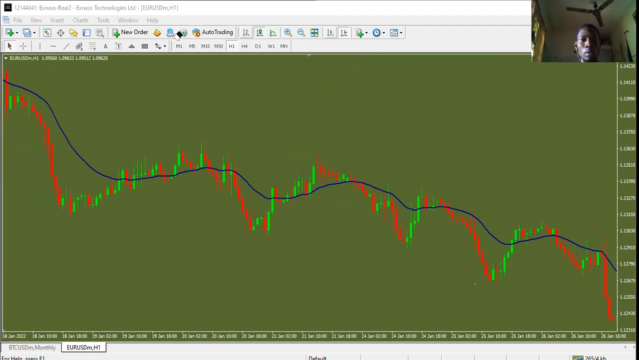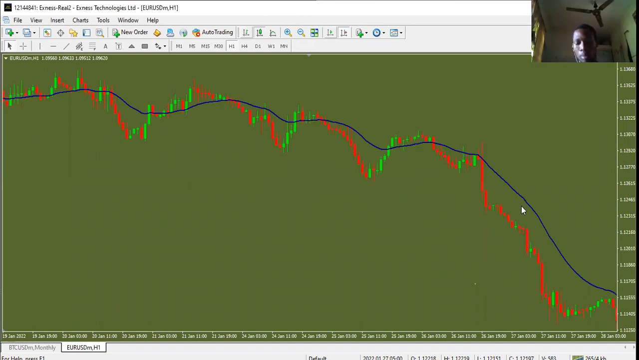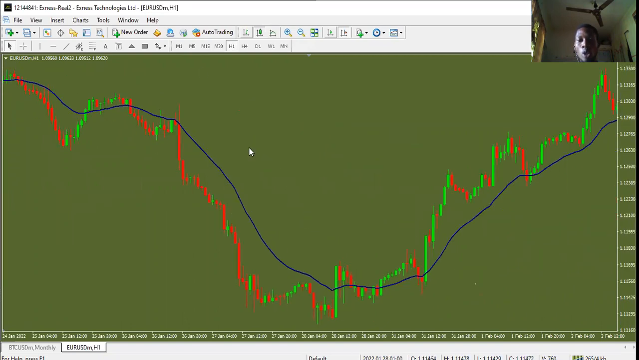Look at it, this level. This is a particular level. This is another level. This is another level. Another market structure level. Price kept on obeying and respecting this 1 hour time frame market structure level. See, price keep dropping. Price keep dropping until we came back to this point, that same 1 hour time frame.